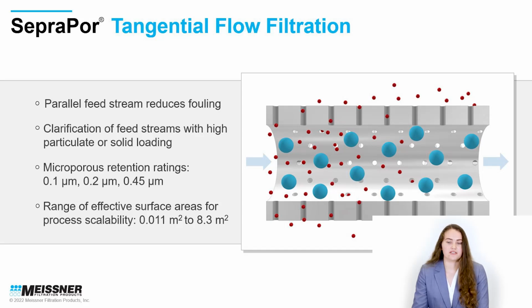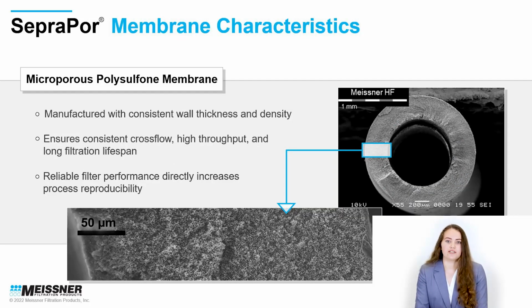Separapore microporous membranes are offered with 0.1, 0.2, and 0.45 micron retention ratings, and are ideal for all stages of process scalability, with effective filtration areas from 0.01 to 8.3 square meters. Our hollow fiber membranes are made from polysulfone and are manufactured with tight wall thickness tolerances and highly symmetric porosity, as you can see in these SEM images. These characteristics ensure consistent crossflow, high throughput, and long filtration lifespan.